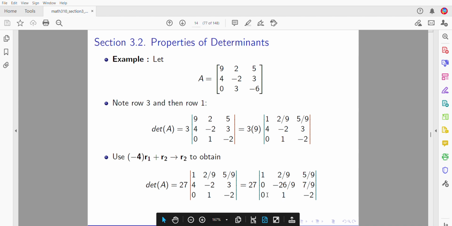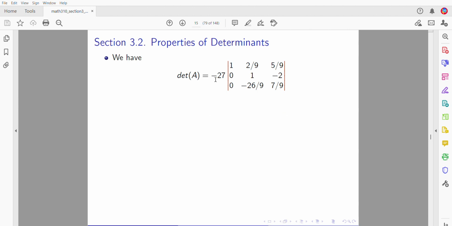I can interchange these two rows. Maybe that's what I'll do. Interchange row 2 and row 3. When you interchange rows, a negation comes out, and you got the one you wanted. I want a 0 here. So use elementary row operation of type 3. Multiply this by 26 over 9, add it to this. Got me a 0 here. 26 over 9 times this, add it to this, I get this.